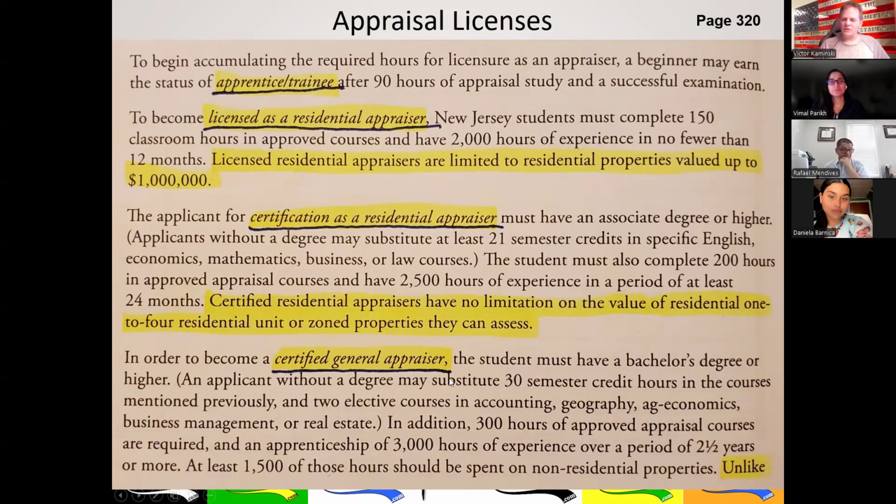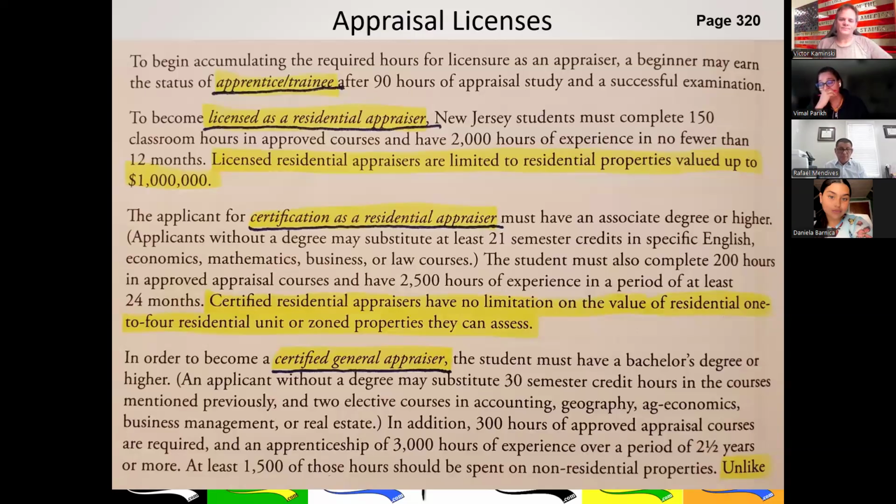A certified general appraiser can appraise any type of property, residential or commercial. So if a certified residential appraiser wants to become a certified general appraiser, they need to work under a certified general appraiser for at least 2.5 years with at least 3,000 hours of experience. At least 1,500 hours should be in non-residential appraisals, so doing commercial property appraisals.